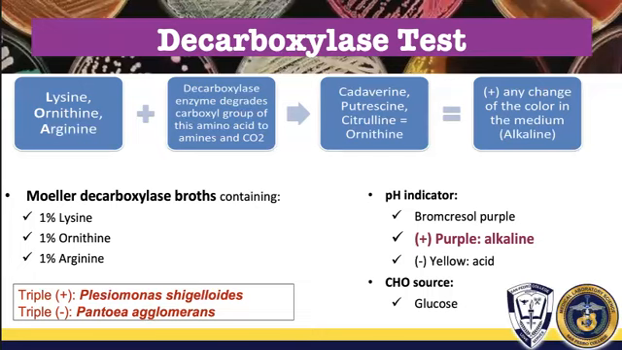Okay. So, trivia. We have a triple positive organism. That means it is positive for all three amino acids. Okay? That would be your Plesiomonas shigelloides. And we also have a triple negative. It does not have the decarboxylase enzyme. It cannot reduce the amino acids into amine and carbon dioxide. So that's your Pantoea agglomerans. Okay?